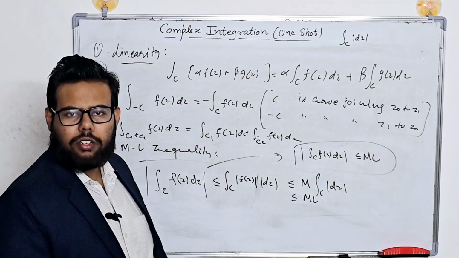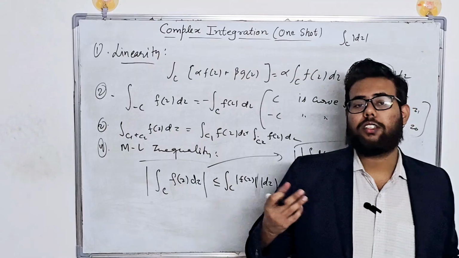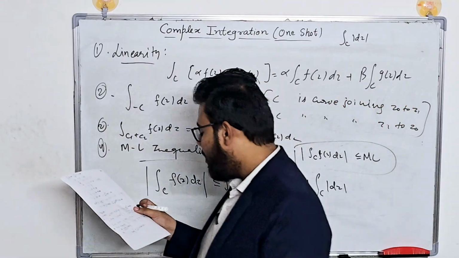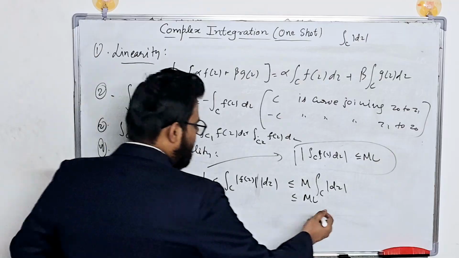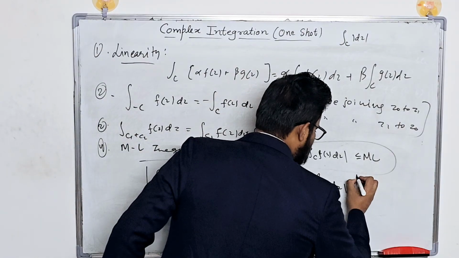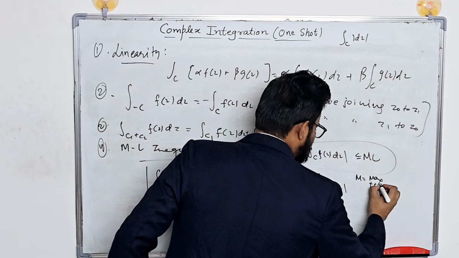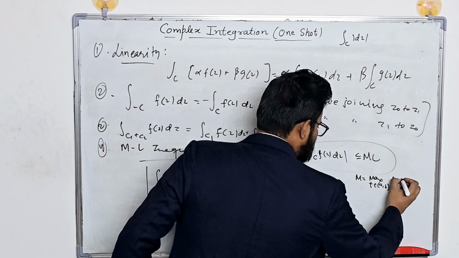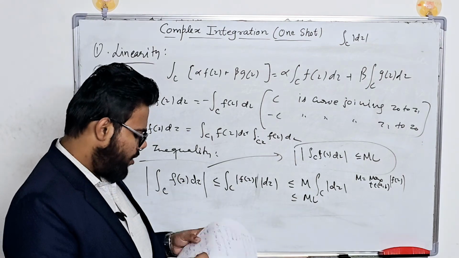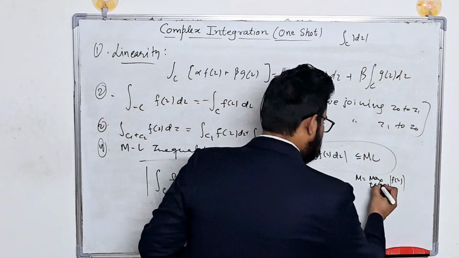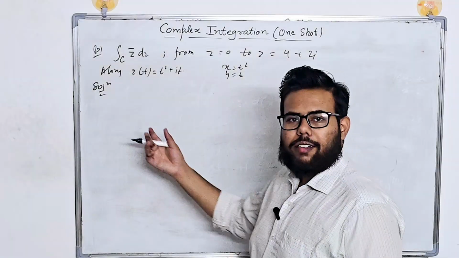Okay, so this is called the ML inequality, where L is the arc length, the length of the contour C. Okay, so that is it. Now let me write it like this, that M is the maximum value in a to b of f of z. Okay, that is it. Now let's see some other concepts.